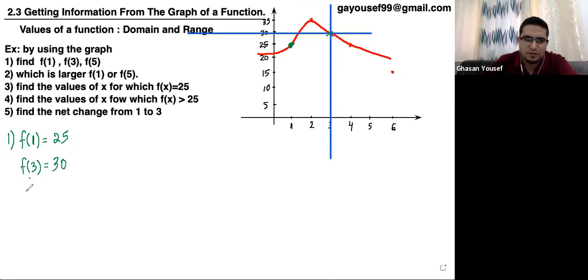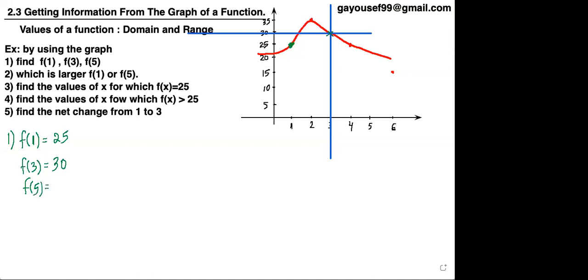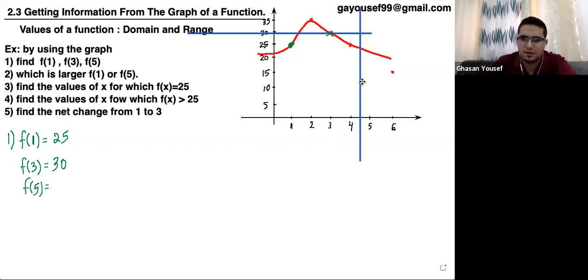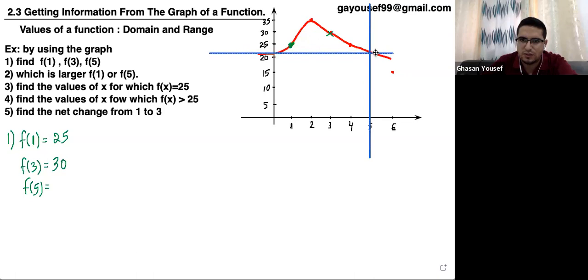Now what is f of 5? Twenty. It's the same thing. Here is 5, and the vertical line intersects the function at this point. This point is close to 20. Yes, this is correct. So here is 20.